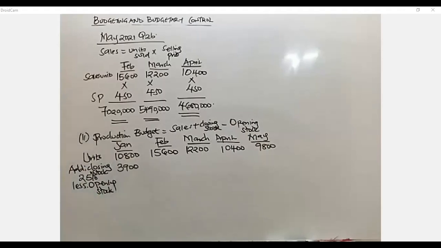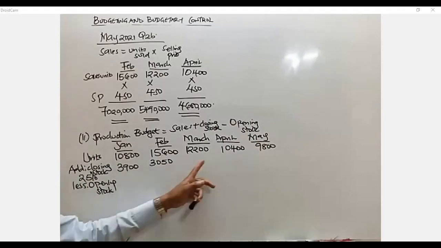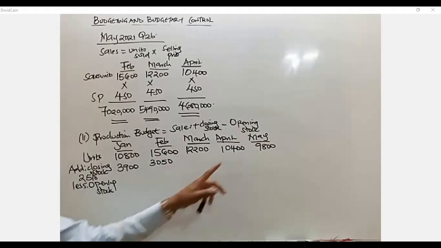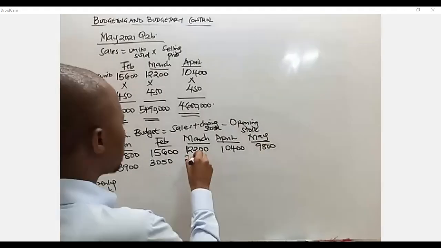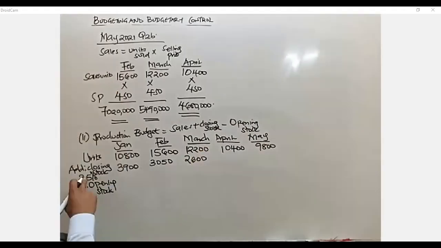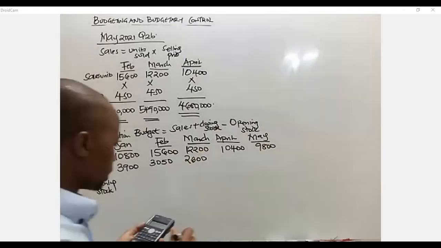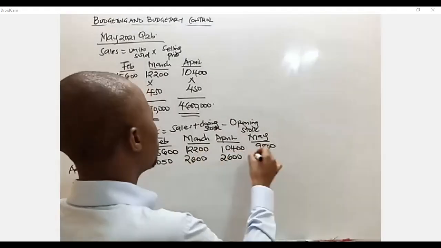Then, to get February, I'm told it is 25% of the next month, so it will be 0.25 times 12,200. Here I get 3,050. To get March, I take 25% of the sales of April, 0.25 times 10,400. There I get 2,600. Then for the next one, 25% of 10,400, I'm getting 2,600. This one leave it, we don't even need it.